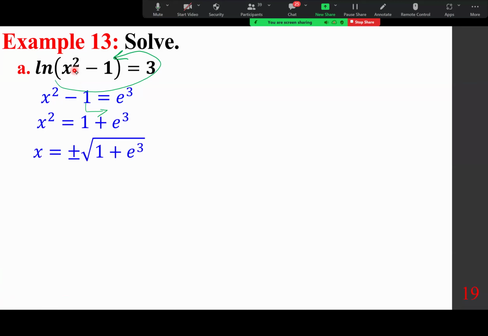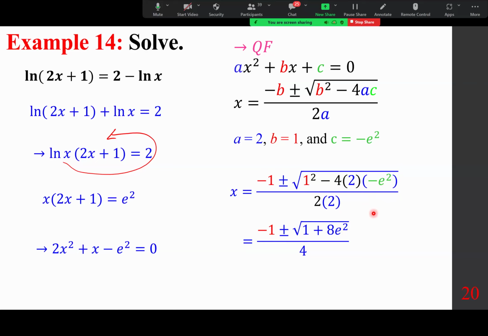There are two answers. Are they both acceptable? One of them is negative 1 minus the square root of 1 plus 8e squared, and one of them is negative 1 plus the square root of 1 plus 8e squared. Clearly, negative 1 minus the square root of 1 plus 8e squared, over 4, even if you don't know a rough estimate, you do know that it's negative and it's unacceptable. The only acceptable answer is positive.